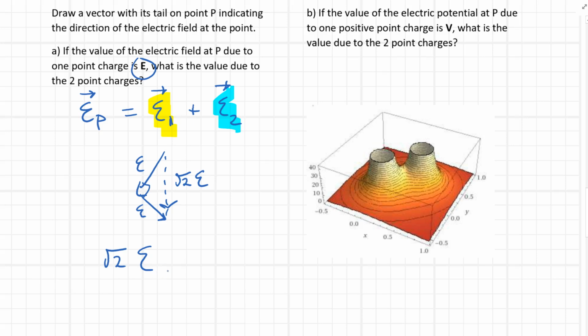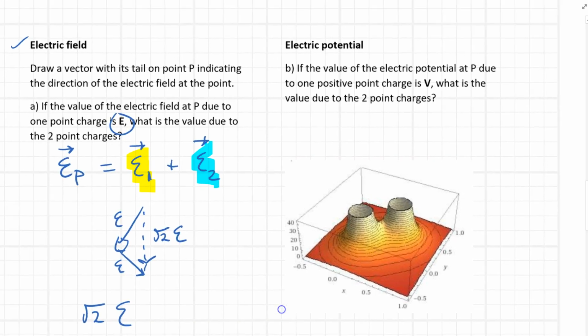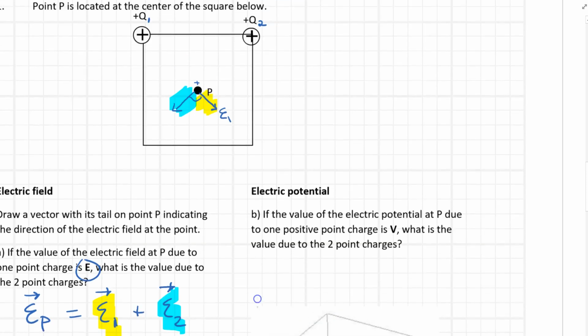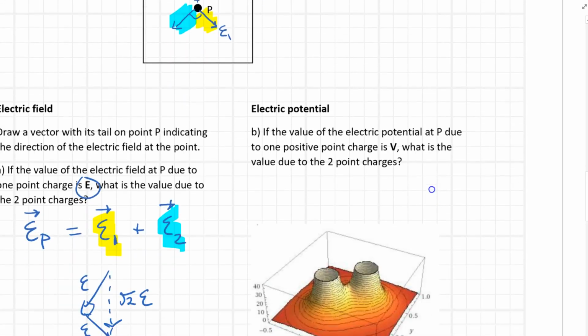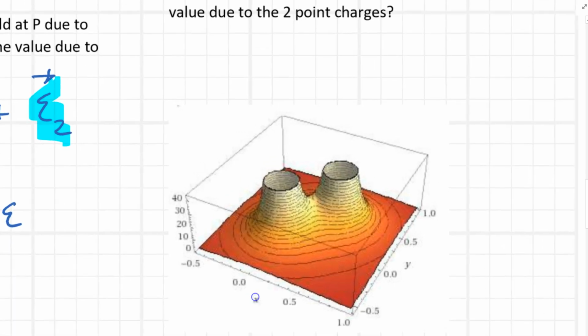So whatever the original one's, the new one's going to be square root of 2, about 1.4 times as much. The second part is talking about electric potential. Electric potential is a little bit different, and here I've got this really cool 3D diagram of the same thing.